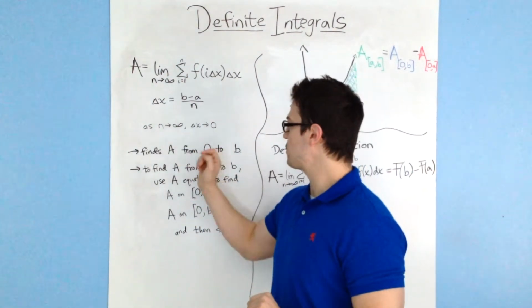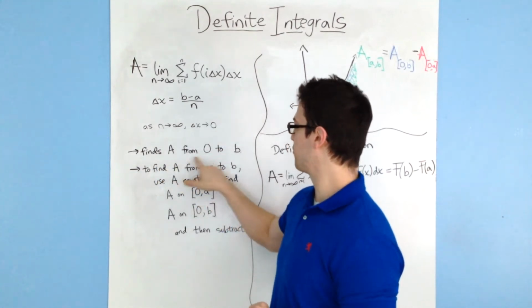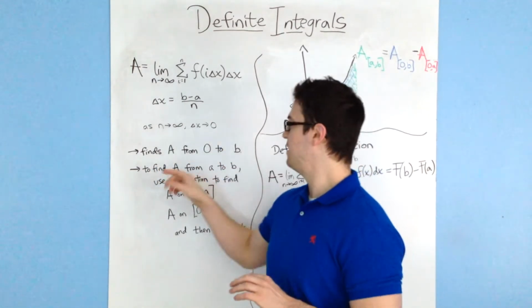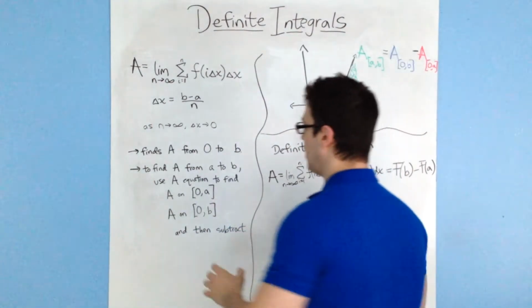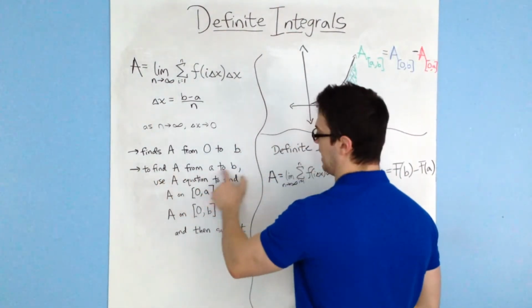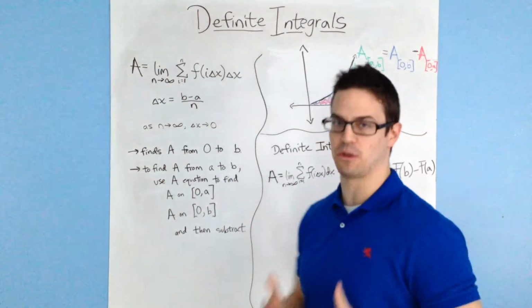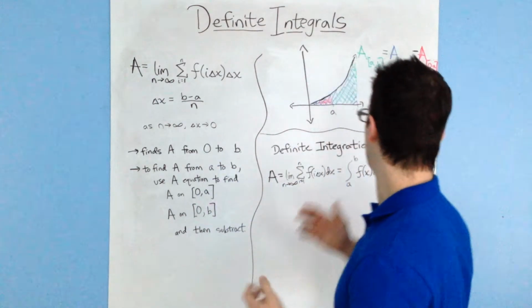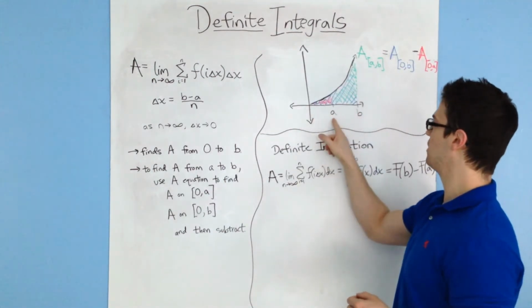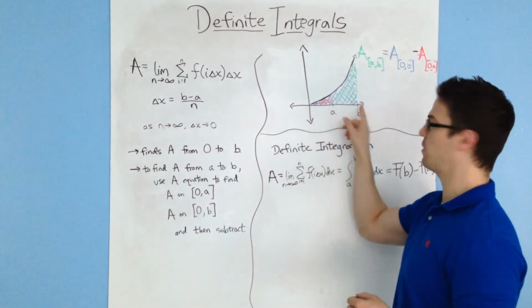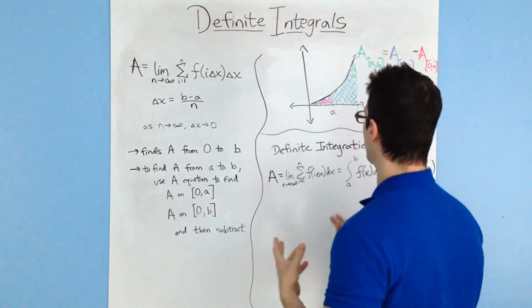Now, this works for finding the area from 0 to b, but if you remember for our previous example, we went from 0 to b for the rectangles, but what if we were trying to find the area from a to b in which a is not equal to 0? Okay, so now you're looking at the area of a curve between a and b here, where it's not 0, it's in the middle of 0 and b. So how would you figure out this area?